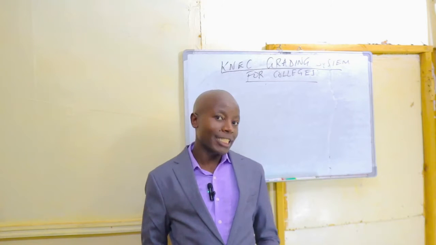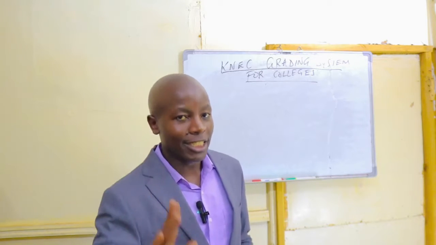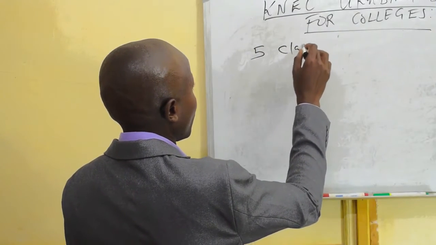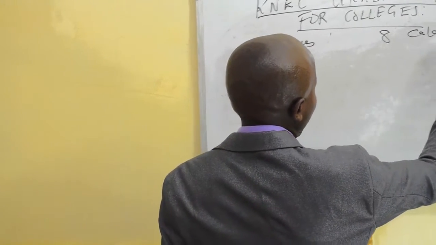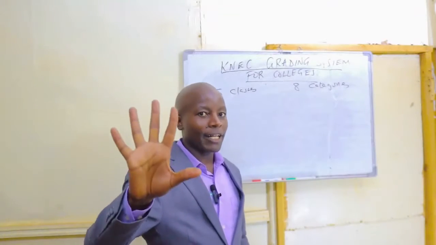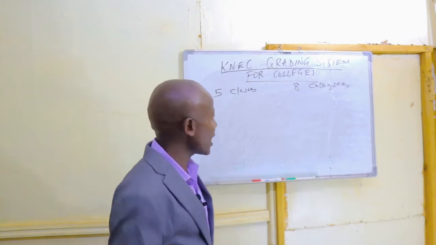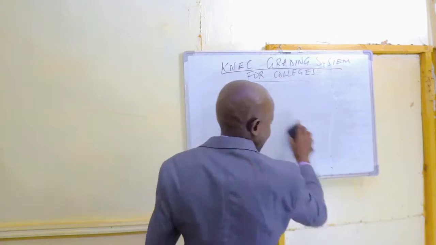Now, you will notice that KNEC will give grades in 5 classes. So there are 5 classes, and we could say 8 categories if you like. So normally you have 5 classes and 8 categories. Which are these classes? The categories are the grades.